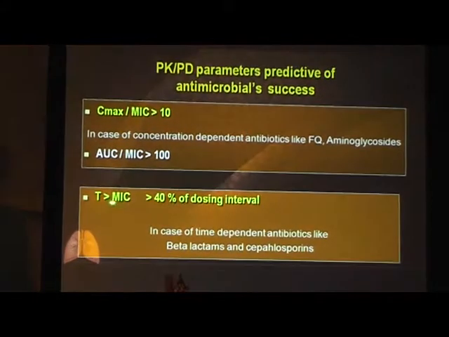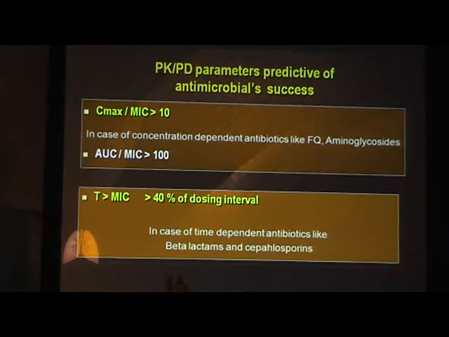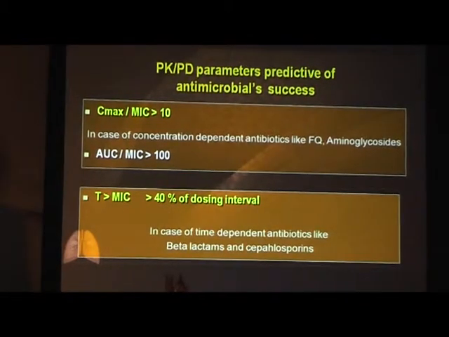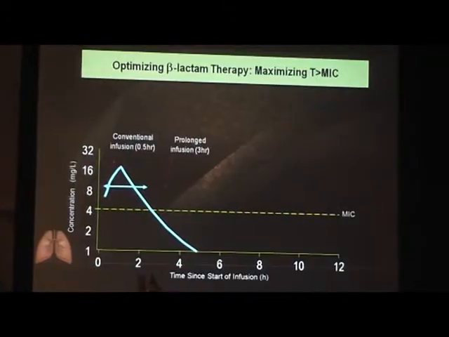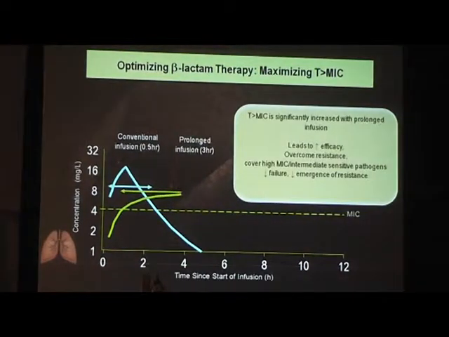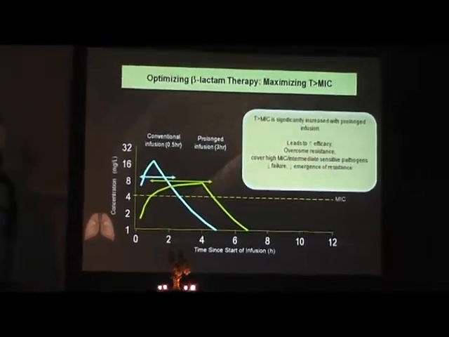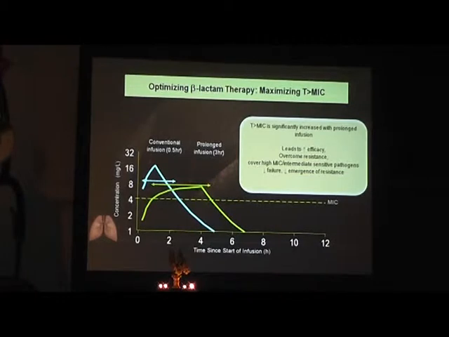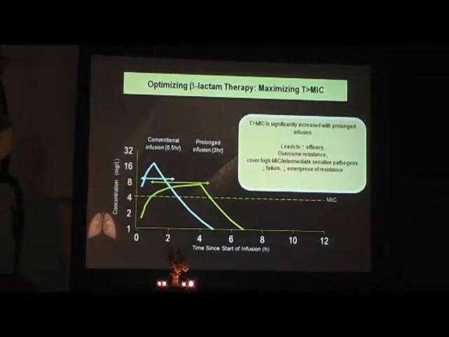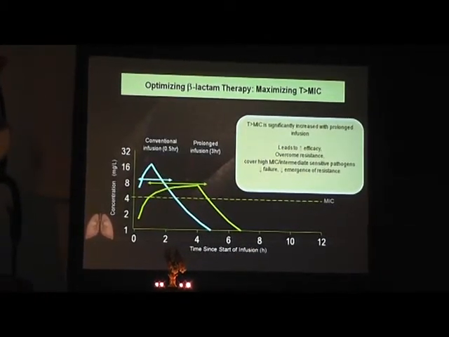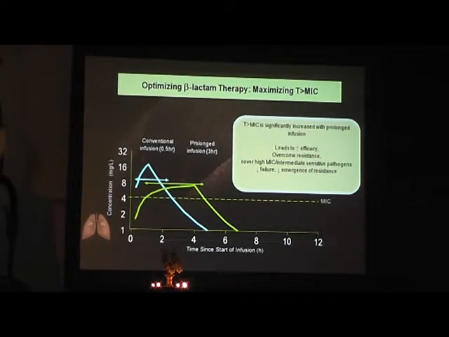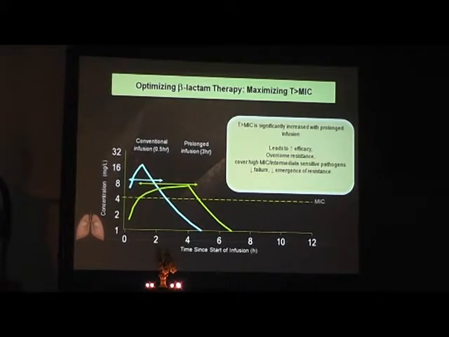Where you look at the T greater than MIC of greater than 40% of the dosing interval, you're looking at the cephalosporins. The cephalosporins have a time-dependent killing sequence, where the time that they spend above the MIC is directly proportional to the volume of bacterial killing that they do, and I think this is important for us to understand. So you need to use cephalosporins either in repeated doses or use them as infusions.